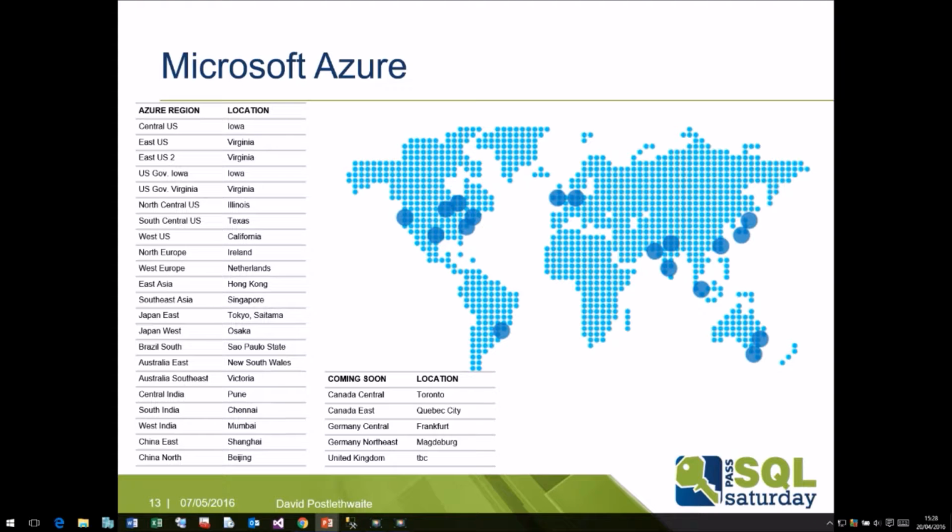Microsoft has divided the world into regions. There are currently 22 regions, with more due to come online in Canada, Germany and the UK soon. There are currently 2 regions in Europe: North Europe in Dublin in Ireland, and West Europe in Amsterdam in the Netherlands, even though Dublin is further west than Amsterdam.